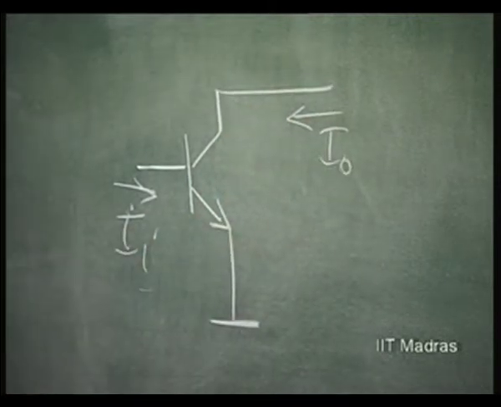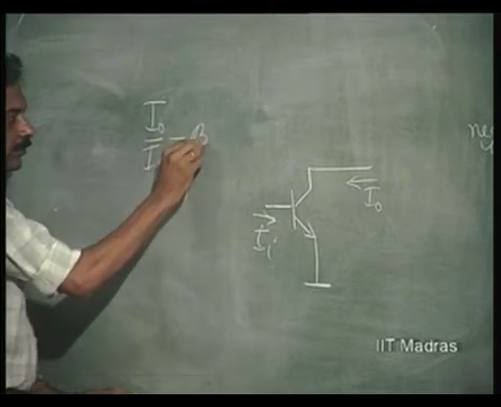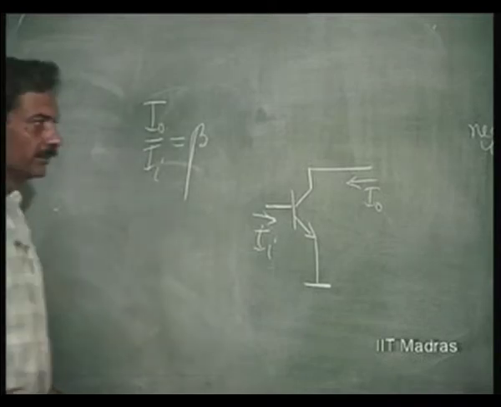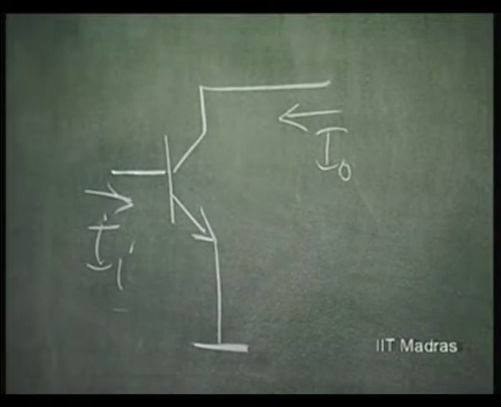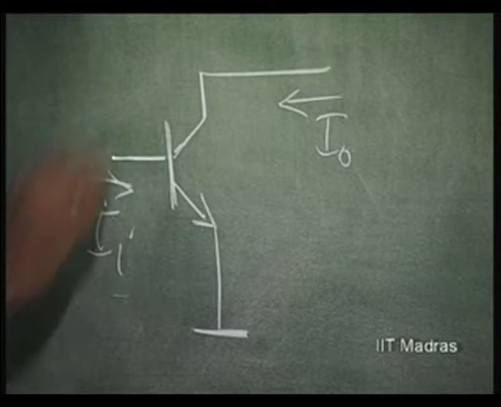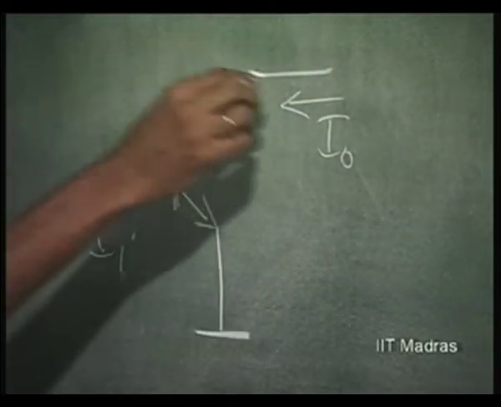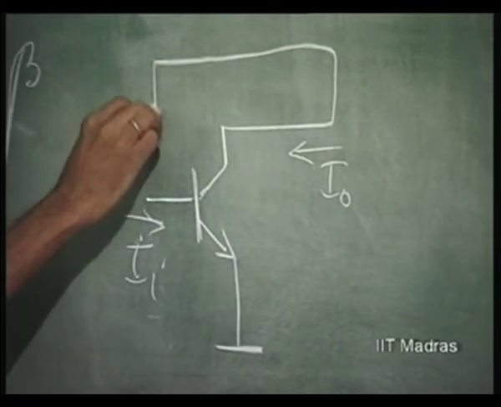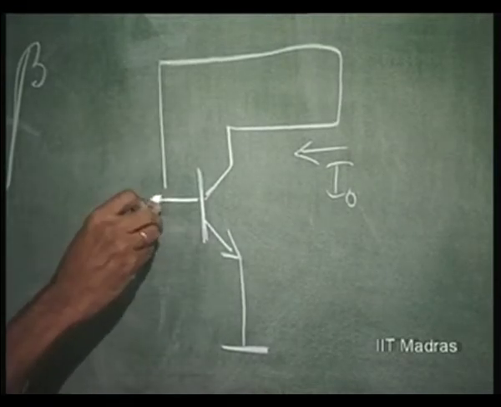What is I naught by Ii? This is equal to beta, already defined. This is the short circuit current gain beta if I short this. So, this is a current amplifier. Now let us suppose we give current feedback. What will I do? I will give this total current as feedback at this point. Now, that is a very easy thing I told you, current feedback.